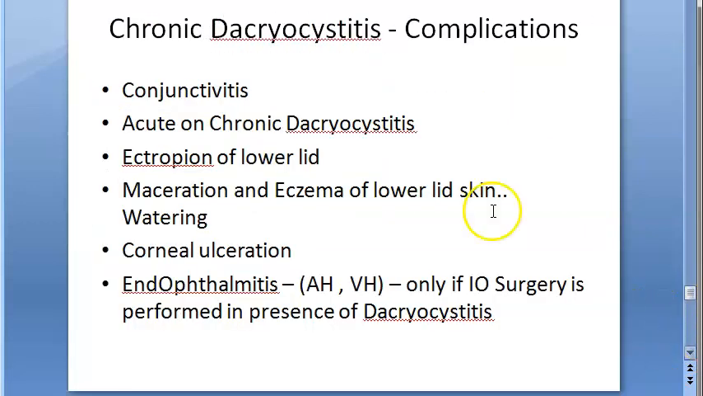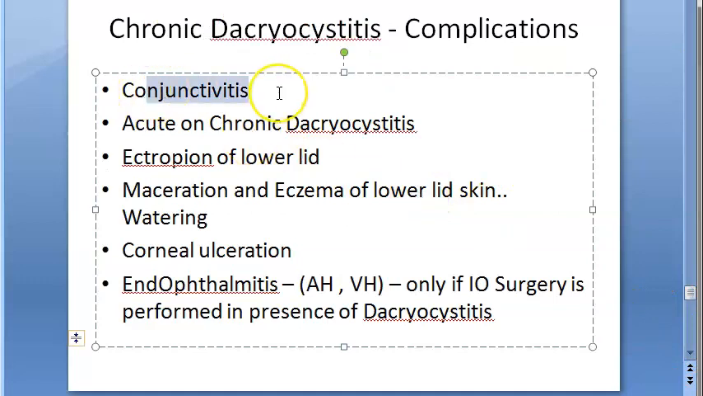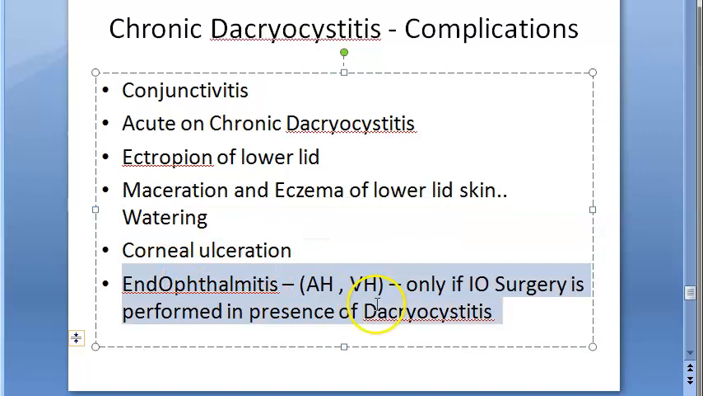Then we saw the complications: conjunctivitis, ectropion of the lower lid, and acute attacks on the chronic condition. Then maceration and eczema of the lower lid skin, corneal ulceration, and endophthalmitis, only if intraocular surgery is done in the presence of dacryocystitis.